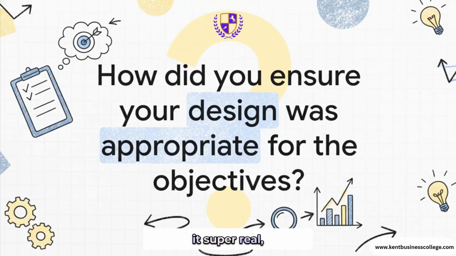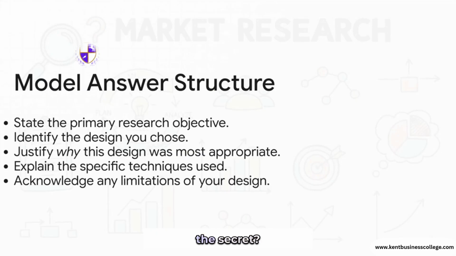Then, to make it super real, Olivia hits her with a typical EPA question. This isn't just a random hypothetical. This is the exact kind of question she's going to face. It's designed to test not just what she did, but to make sure she can explain why she did it. So what's the secret? Don't just wing it. Olivia gives her this amazing 5-part structure for the perfect answer.